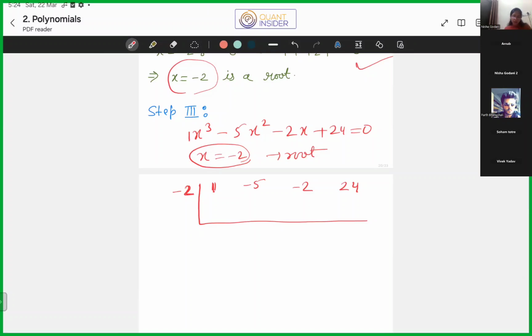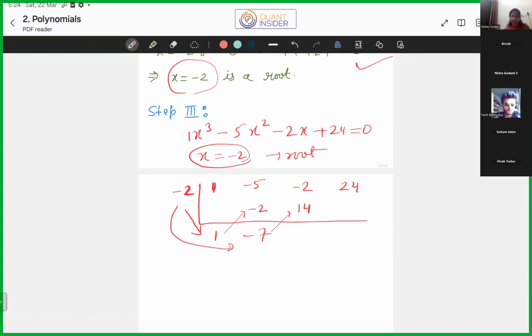Then what will you do? You will write the first term as it is. Now multiply this minus 2 with 1. So minus 2 into 1 is minus 2. So put it here. Okay. Now add these two. What will you get? -7. Now multiply this -2 into -7. What do you have? +14. So it will be put here.